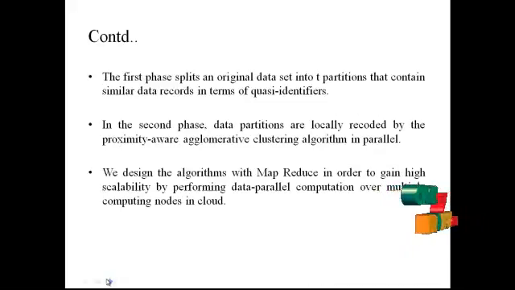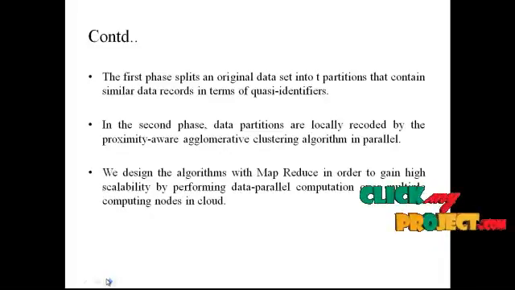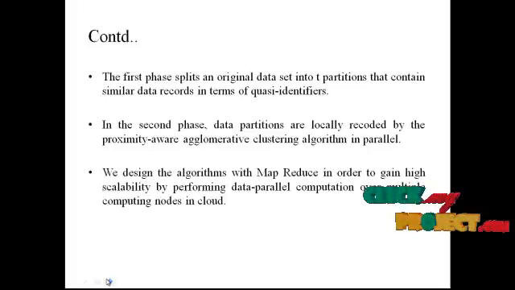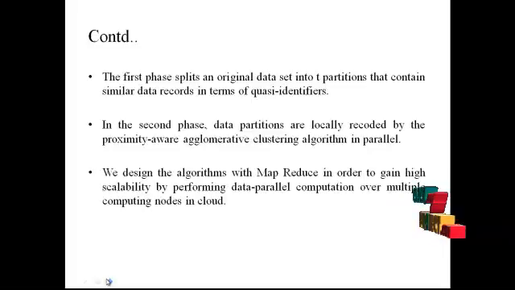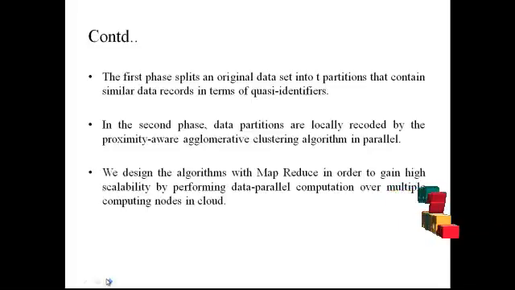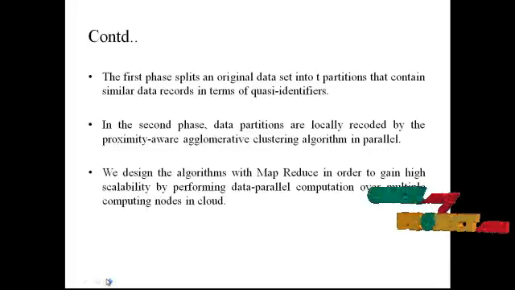The first phase splits an original data set into T partitions that contain similar data records in terms of quasi-identifiers. In the second phase, data partitions are locally recoded by the proximity-aware agglomerative clustering algorithm in parallel. We designed algorithms with MapReduce in order to gain high scalability by performing data-parallel computation over multiple computing nodes in the cloud. So this is the abstract of our process.